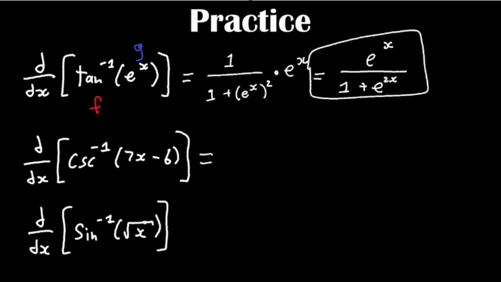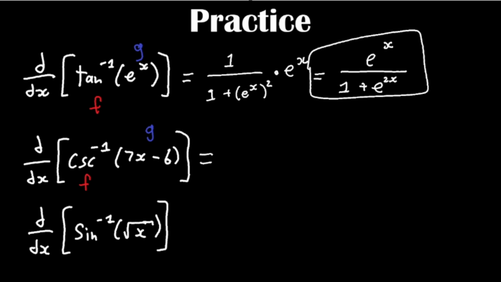The derivative of cosecant inverse of 7x minus 6. Well, our outside function is cosecant inverse. We can call that f. Our inside function is 7x minus 6. So this is going to be f prime of g multiplied by g prime.